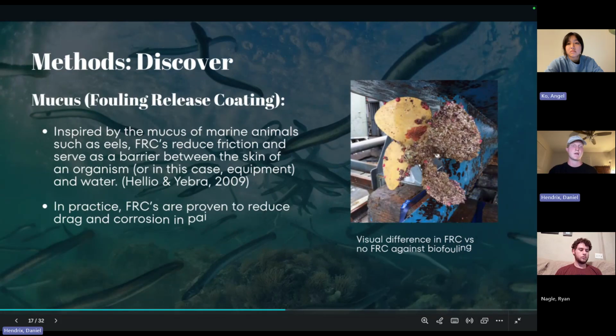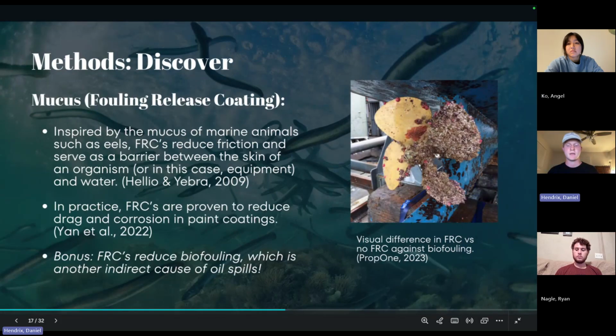And the last model we looked at was mucus secretion. So many organisms, including certain species of fish and eels, secrete a mucus that serves as a boundary between their skin and the water. And it helps prevent parasites and other organisms from attaching to their body. And so in the manufacturing area of things, the equivalent is kind of a fouling release coating, which serves the same purpose but for pipes in our case.